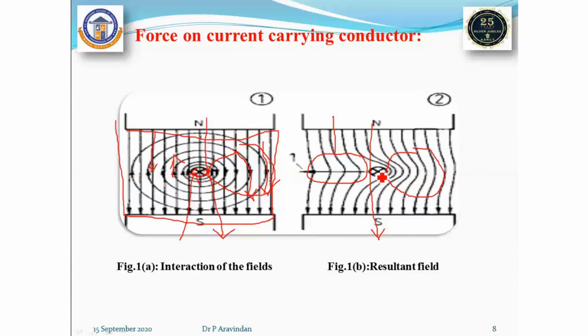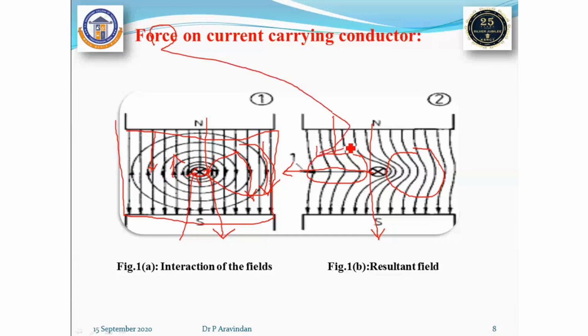Now the conductor tries to move from the left hand side to the right hand side in this direction, because of the crowding of fluxes on the right hand side of the conductor. This is how the force will be developed on the single conductor. The force will act on the single current carrying conductor. This is the principle.